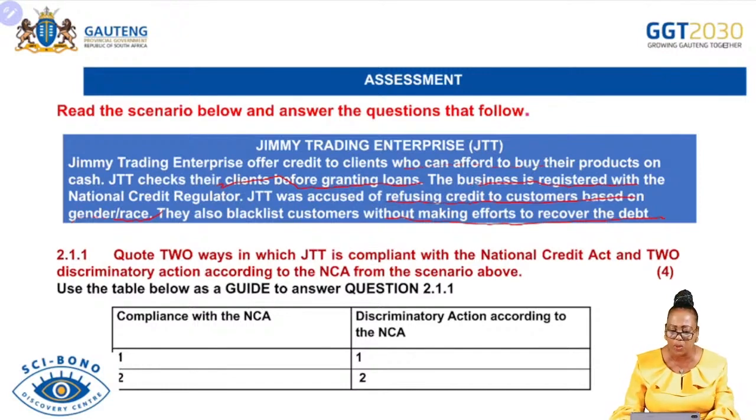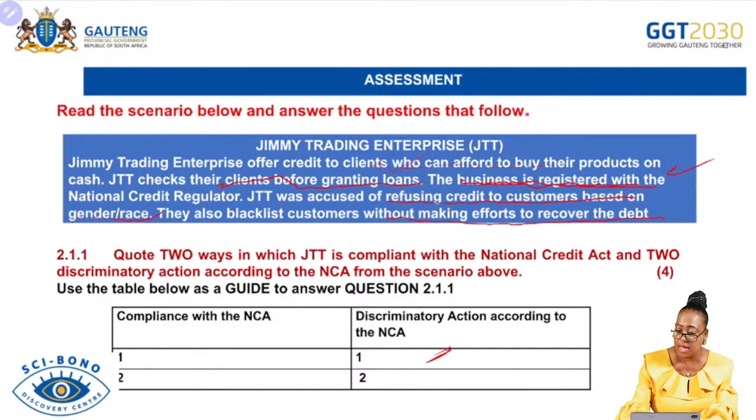The question says, quote 2 ways in which JTT is compliant with the National Credit Act and 2 discriminatory. Already we have indicated that. Can you see that? The first one, for instance, let's talk about compliance. It says, JTT offers credit to clients who can afford. We could write it down there. And then under another one that is also compliant, the business is registered. That's a fact that one can also indicate. We can get a mark there. JTT checks their clients before granting credit. This is compliant. We can get a mark there. JTT was accused of refusing. That's another one that we could put under discriminatory actions.